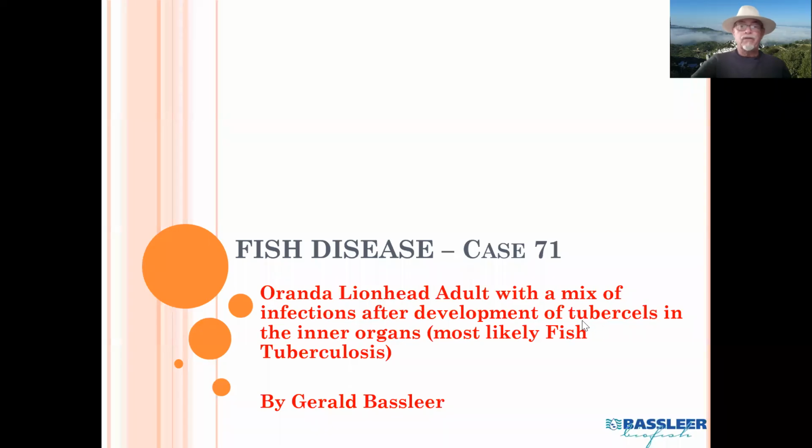And today I will discuss with you the fish disease case number 71, which is about an adult Oranda lionhead, which had a mix of infections. I will show you in my examination, and had the development of tubercles in the inner organs, which most likely could be fish tuberculosis. Only a laboratory can confirm this, but I will show you my findings in this case here.